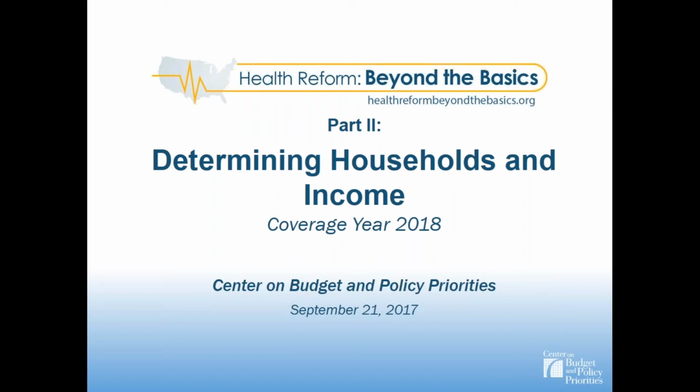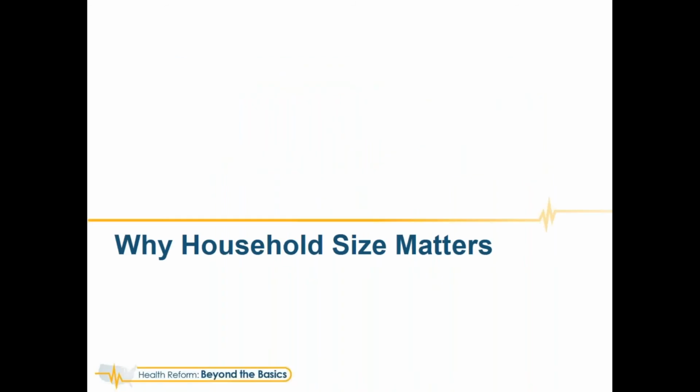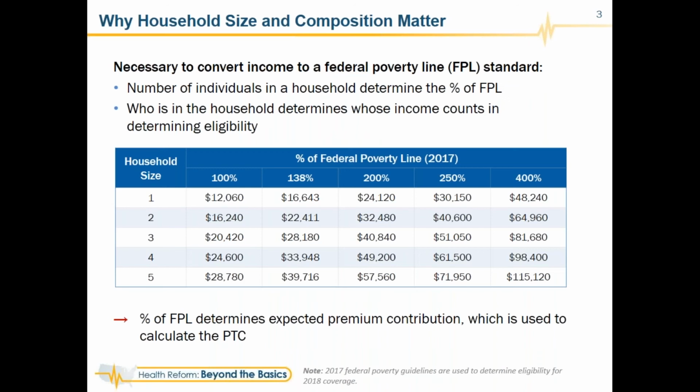We're going to talk about some tax topics today, how to determine households and income on the enrollment application. So household size matters because it is one of the variables that will determine what percentage of the federal poverty line someone's income is. And we know that that's really important because that will place them in Medicaid or the premium tax credits or out of the premium tax credits. And it will determine whether they get cost sharing reductions and at what level. So determining household and income are both really important in the eligibility process.